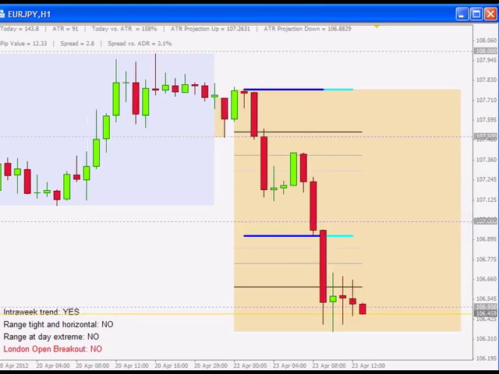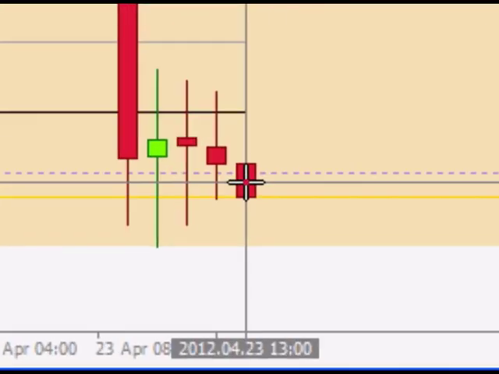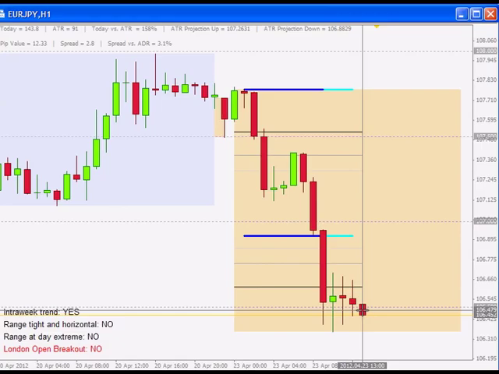So what you've got to do is simply get the cross tool and lay it over the current candle, again in the 1 hour time frame. As you can see, in my MetaTrader platform, on the horizontal axis of this chart, we can see that today is the 23rd of April 2012, and it's 13:00, or 1 p.m., as per the MetaTrader platform's time.